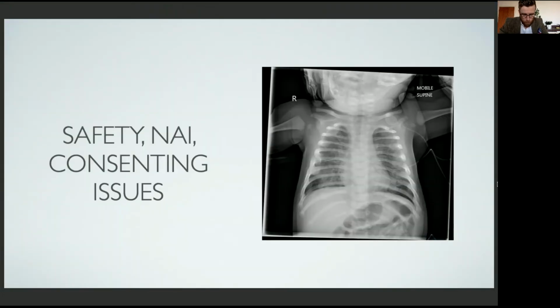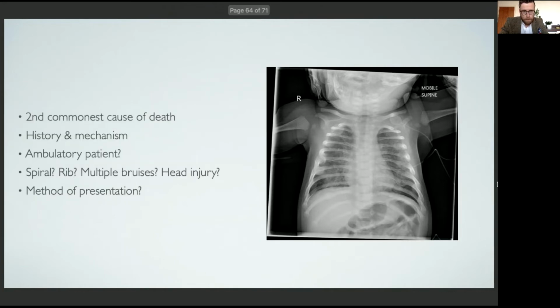Right, so we'll skip on a little bit to safety and NAI. So, we always bang on about non-accidental injury in children, and there's a reason why. It is incredibly important. In the Western world, non-accidental injury is the second commonest cause of infant mortality. That is why it is important. And every week I turn on Netflix, there is another documentary about an unfortunate child that suffered horrific events, and at multiple stages, those responsible for looking after them failed.